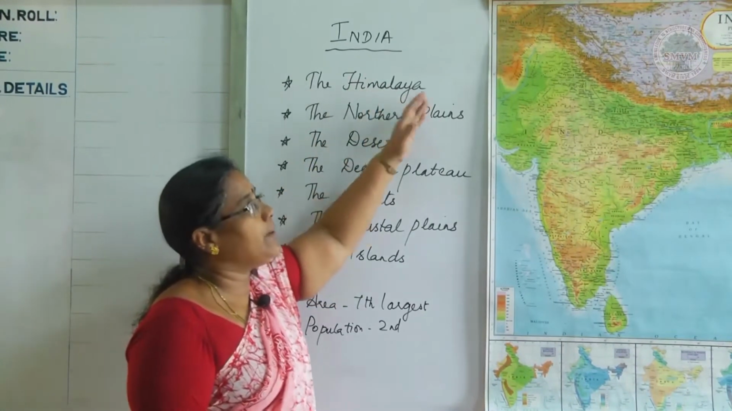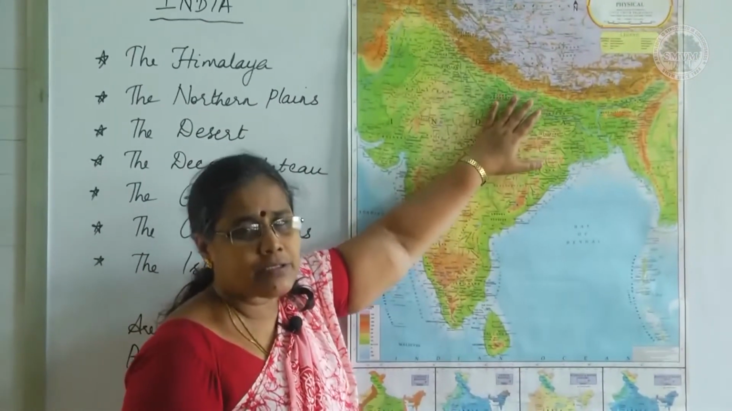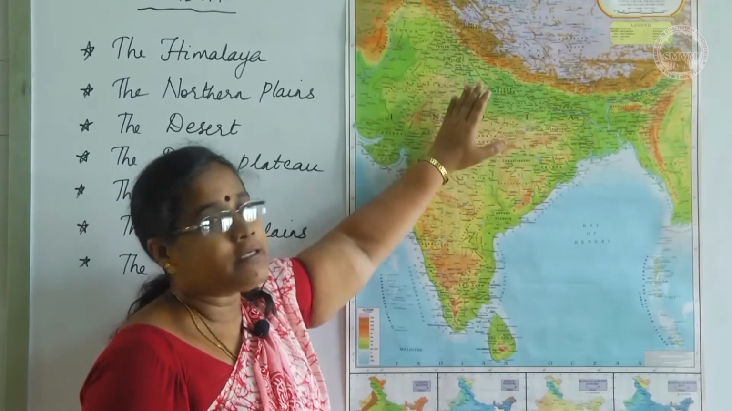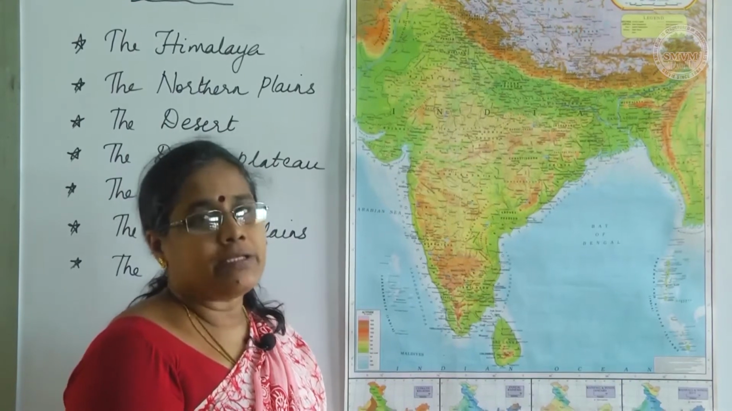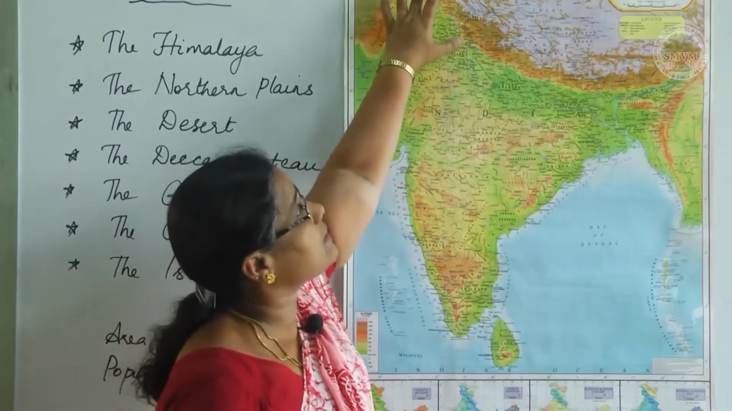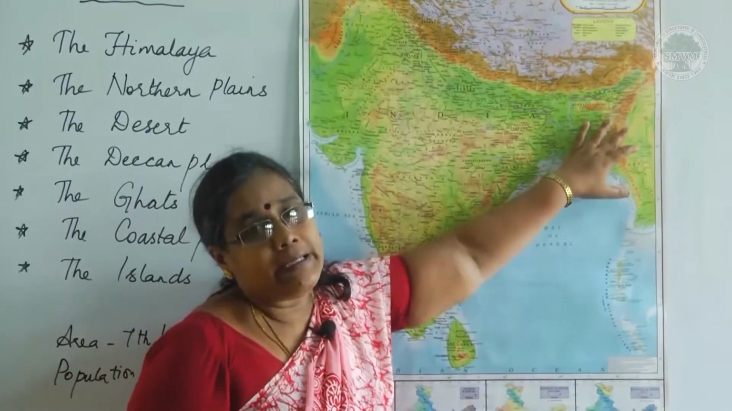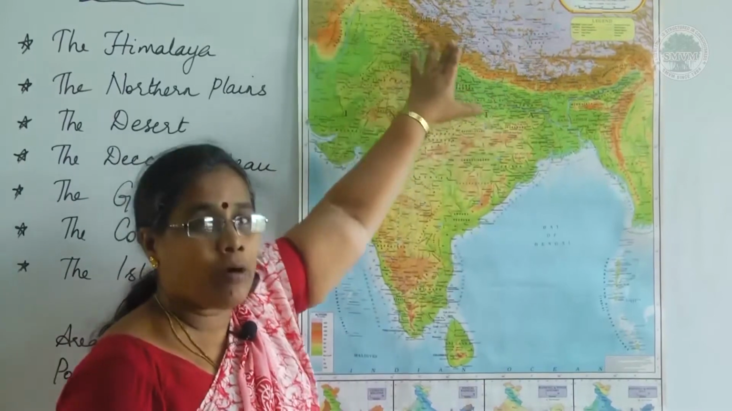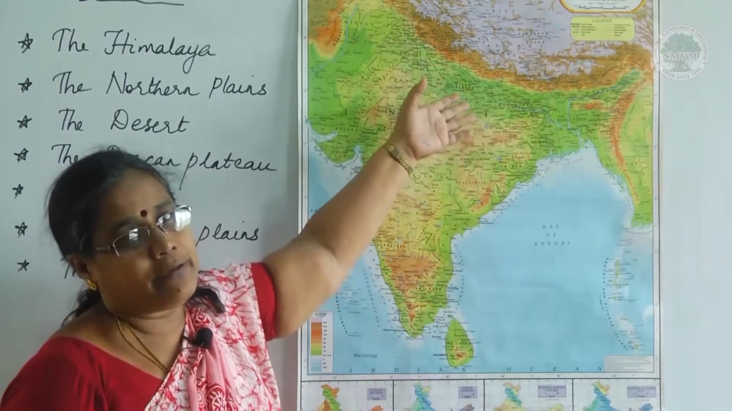When we talk about the Himalaya, it is a Himalayan range. Why do we call it a range? The reason is that a chain of mountains is what we call a range. The Himalayan range starts from here and extends to Nepal and to the eastern, northeastern side of our country. So it is a very long chain of mountains. That is why we call it a Himalayan range.